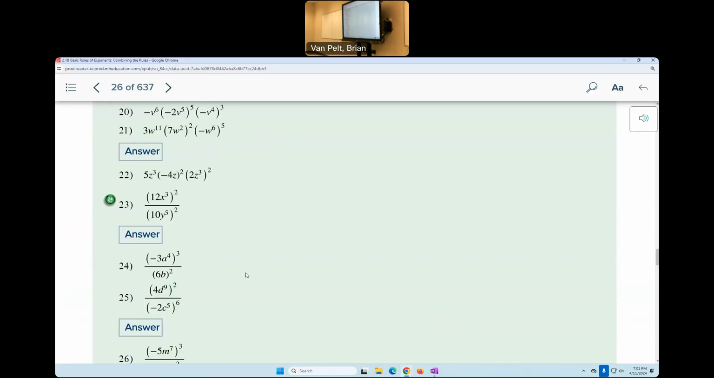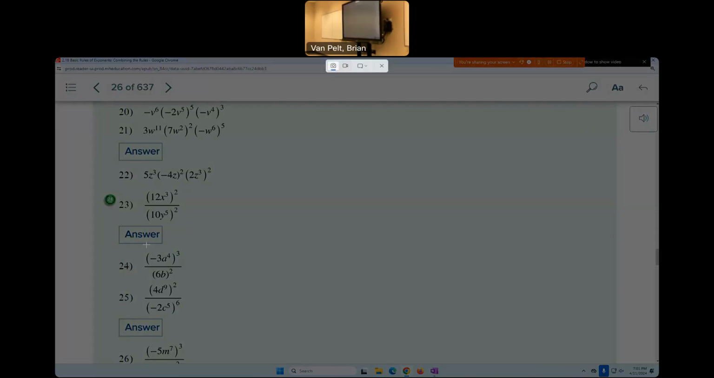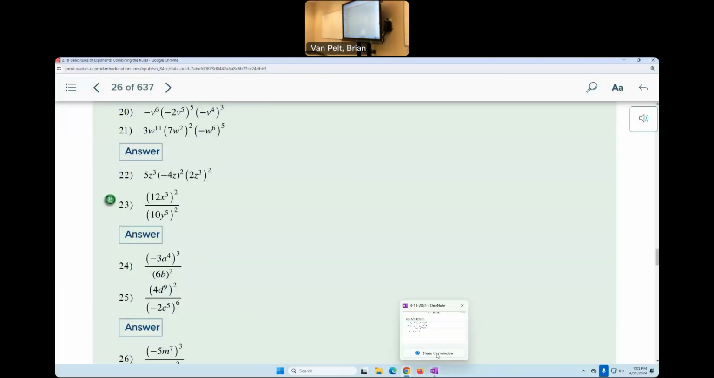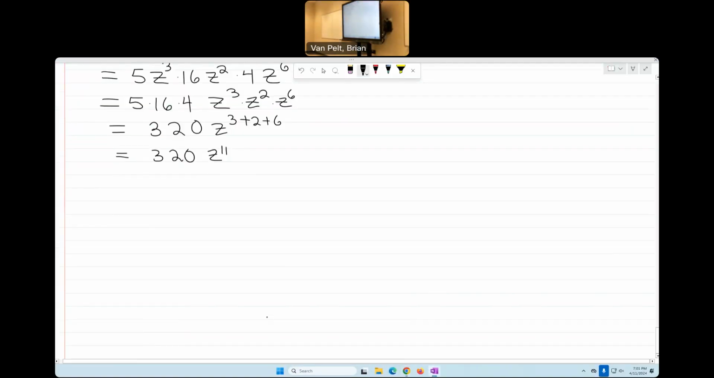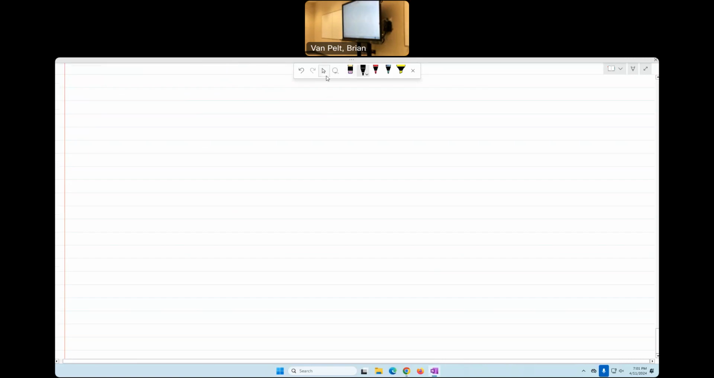Yep, here we go. We have some fractions beginning. Let's go ahead. I'll do number 24 after you are done. Now remember, they also want you to simplify your answer. So if you can cancel things from the numerator and denominator, do so.